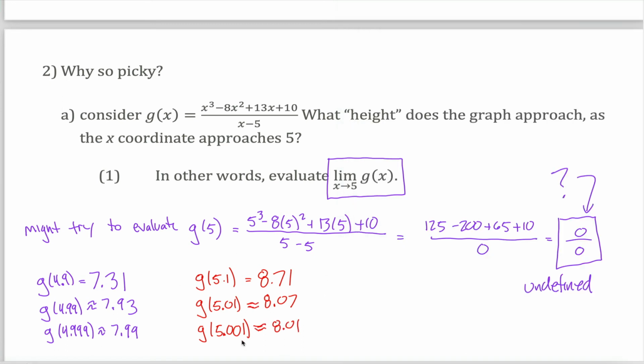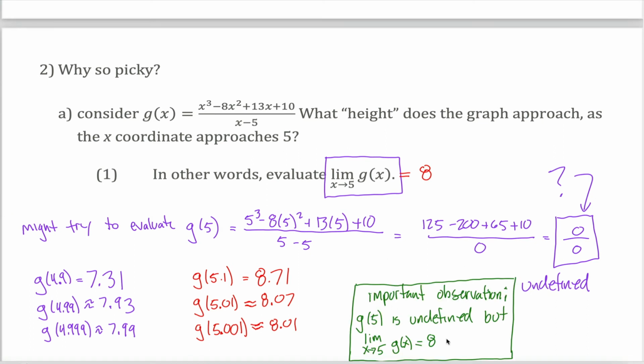And maybe this table of values is sufficient to convince you that the limit as x approaches 5 of this strange function g of x is actually equal to 8. It's not undefined, even though g of 5 itself is undefined. Maybe I can capture that idea with this important observation here.